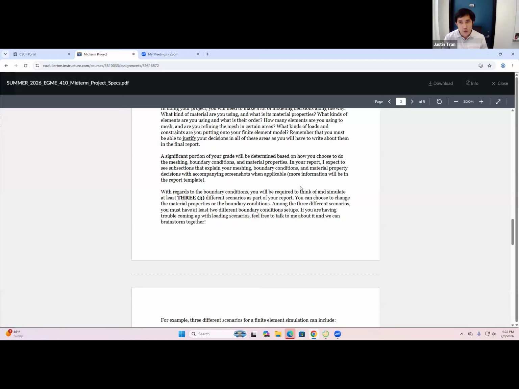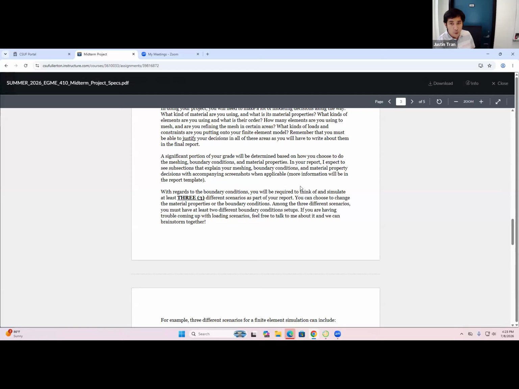So again, think of activity 2. The primary scenario we were looking at was our bike crank in bending. But in addition to that, we also looked at the situation where the force was applied in compression, and we saw how that changed our results. So that's an example of 2 different boundary condition configurations to run your simulations with. For your midterm project, you have to come up with 3.